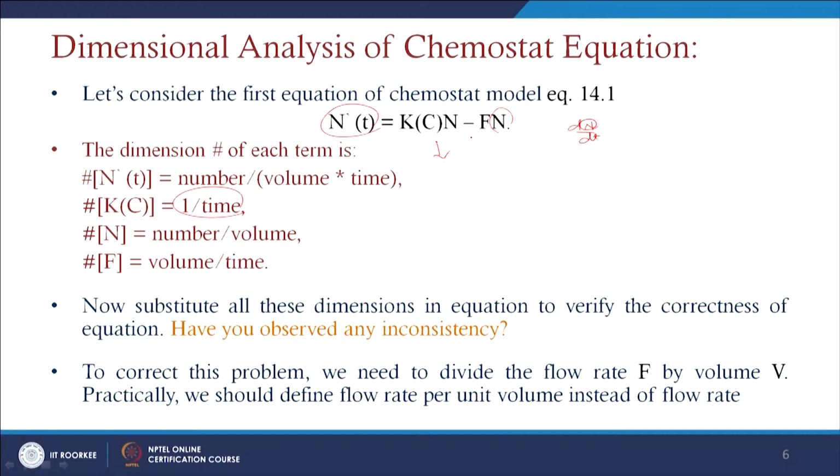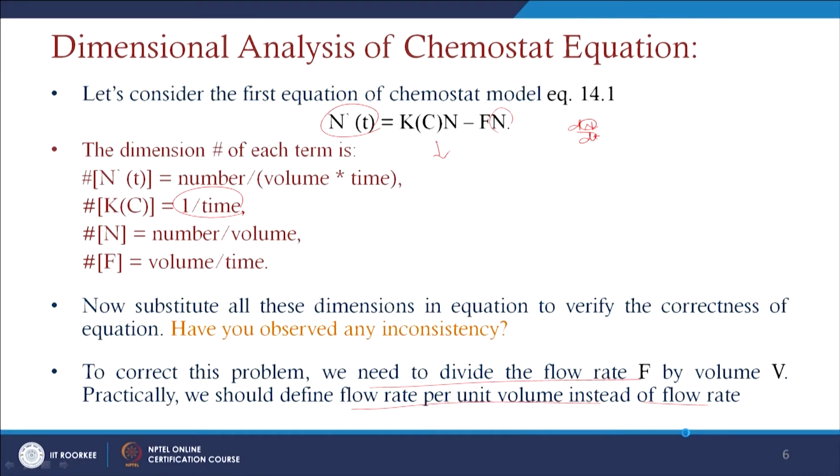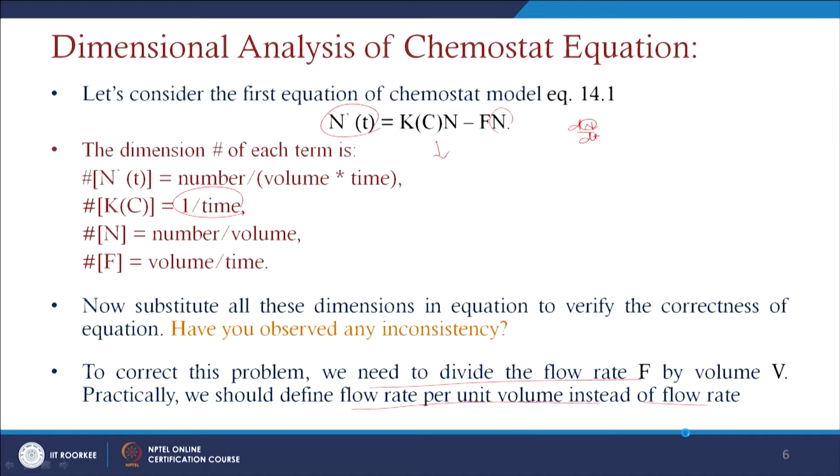To correct this problem, we need to divide the flow rate F by the volume V. Practically, we should define the flow rate per unit volume instead of the flow rate itself. So for that, we have to correct this chemostat model. We will divide F by V on the right hand side, and then we will have a corrected equation.